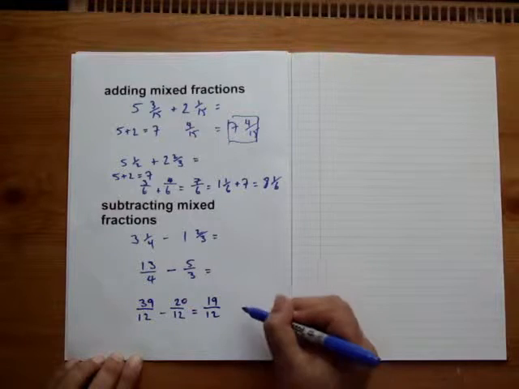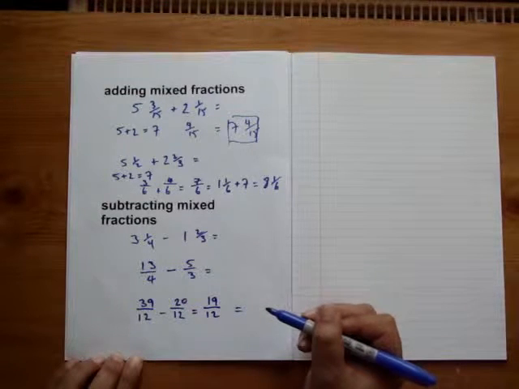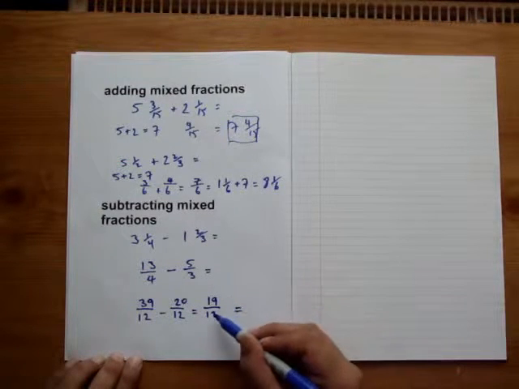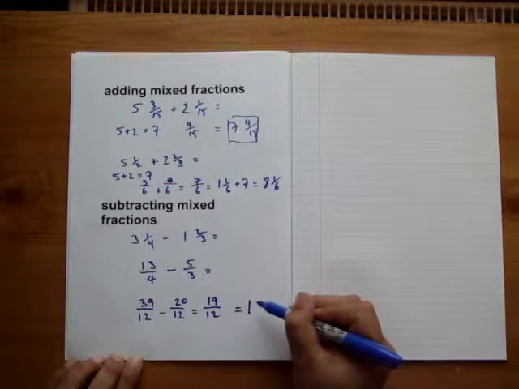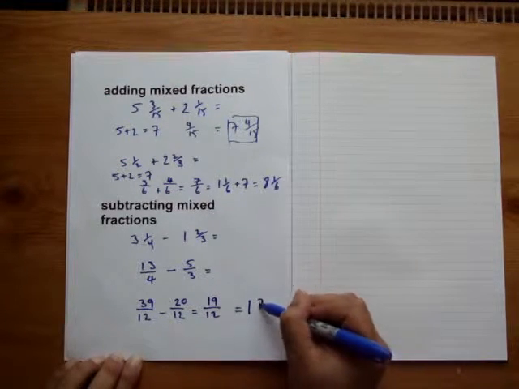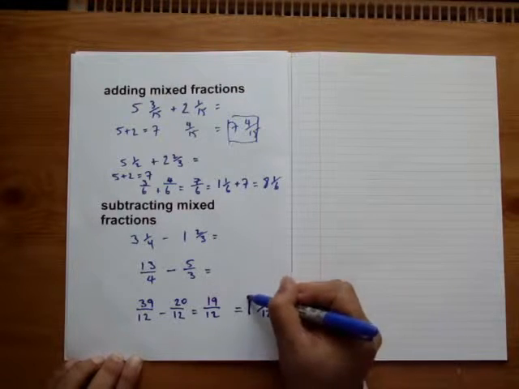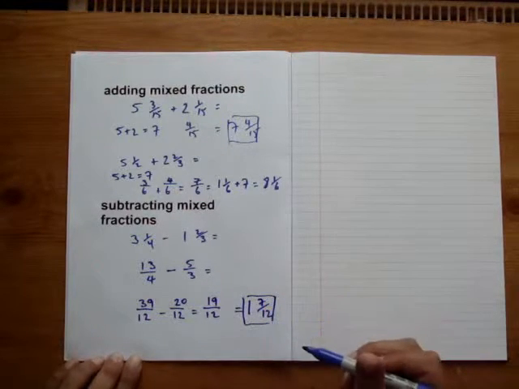So that's an improper fraction, so we must give the answer as a proper fraction. How many 12 into 19? 1, remainder 7 over 12, and that is the answer.